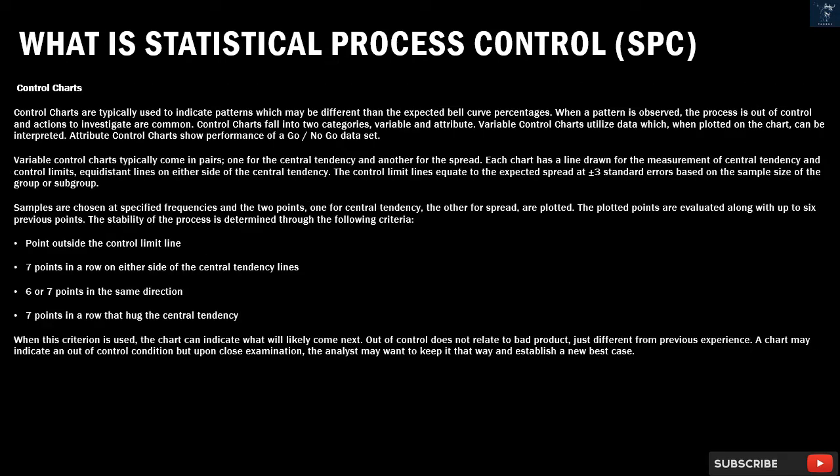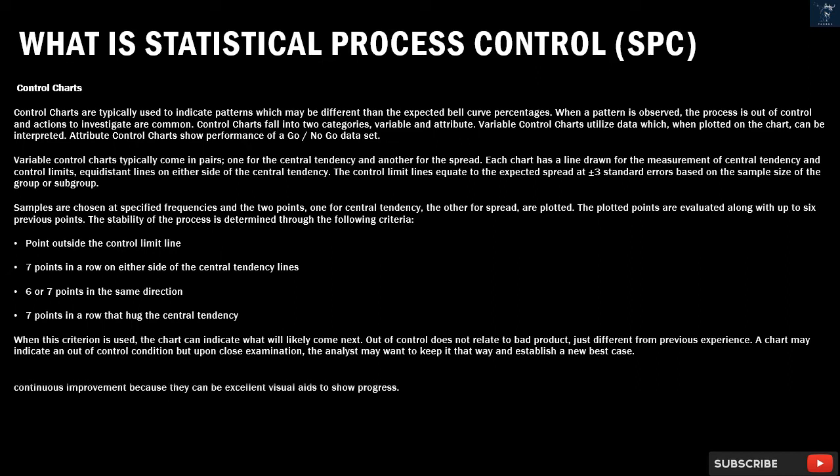Control charts. Control charts are typically used to indicate patterns which may be different than the expected bell curve percentages. When a pattern is observed, the process is out of control and actions to investigate are common. Control charts fall into 2 categories: variable and attribute. Variable control charts utilize data which, when plotted on the chart, can be interpreted. Attribute control charts show performance of a go, no-go data set.